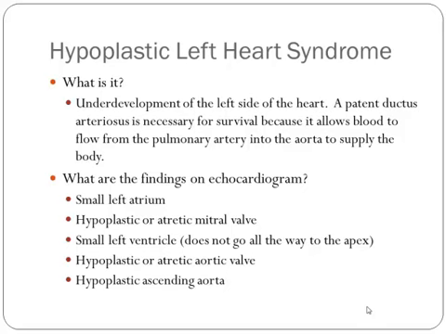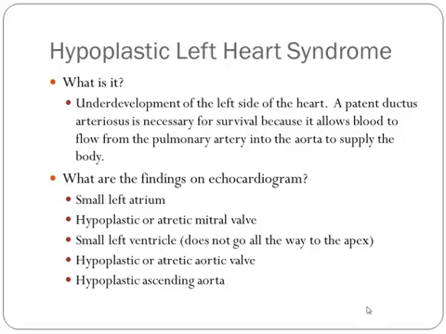And how these fetuses survive to be born at term is that a patent ductus arteriosus allows blood to flow from the pulmonary artery across the PDA into the aorta to supply blood flow to the body. So this is ductal dependent critical heart disease. And the findings that you're going to see on echo are exactly what I described.